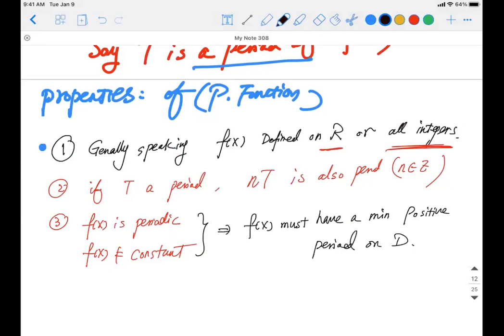So all the periods we say, 2 pi is for cosine, 2 pi is for sine, pi is for tangent. We're basically talking about the minimum positive period. Minimum positive period, which makes sense.